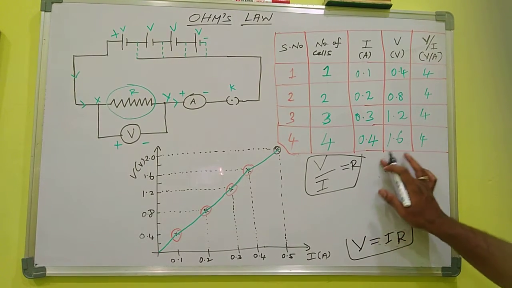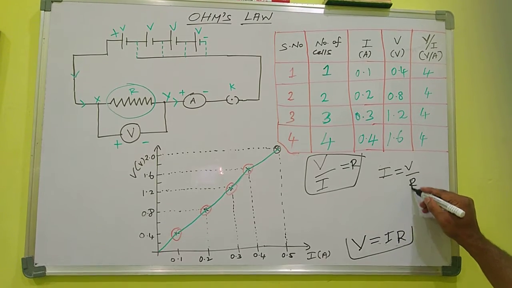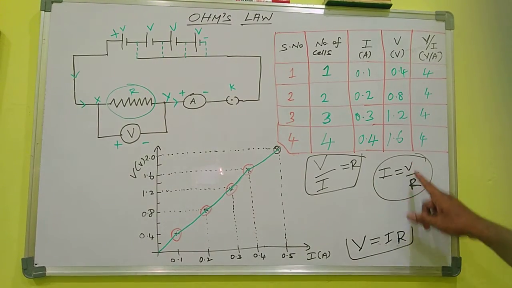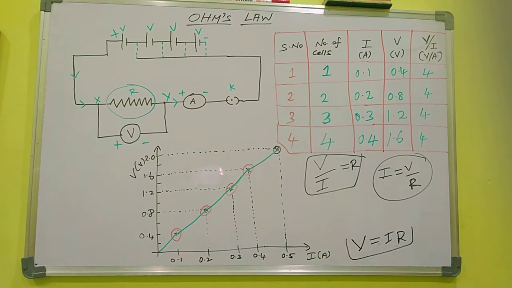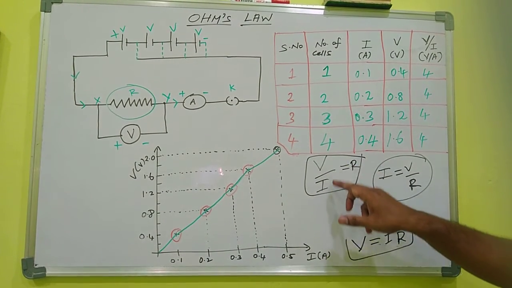I is equal to what? I is equal to V by R. So, this is the relationship between V, I and R: V equal to IR, I equal to V by R, and R equal to V by I. Here R is the resistance, which is the ratio of potential difference and current.